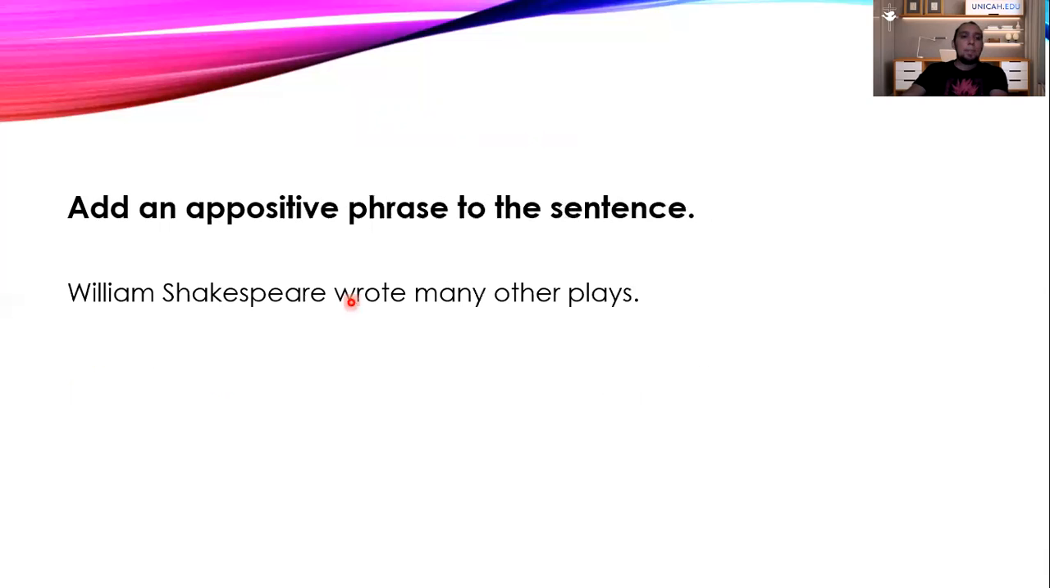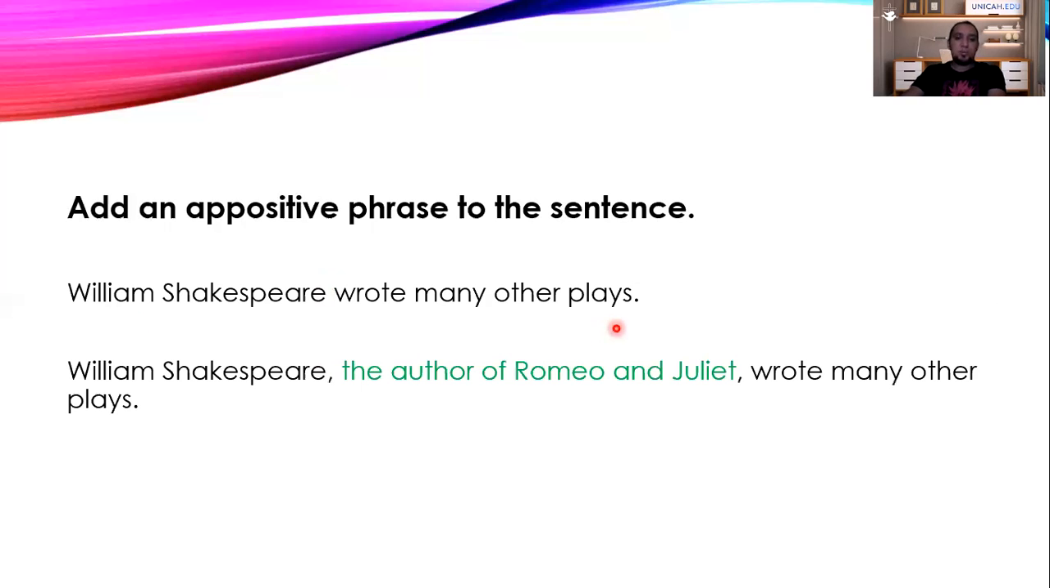Now we have adding appositive phrases. William Shakespeare wrote many other plays. Remember that an appositive phrase is going to describe the subject. In this sentence, the subject is William Shakespeare. So I can say that William Shakespeare, the author of Romeo and Juliet, wrote many other plays. And here, the appositive is identifying the subject.